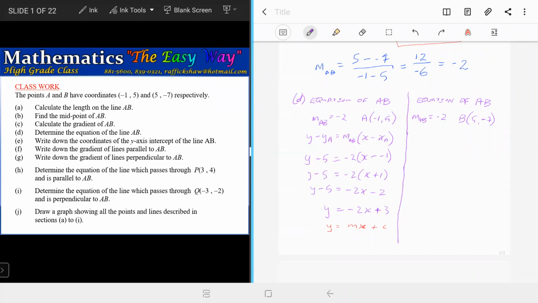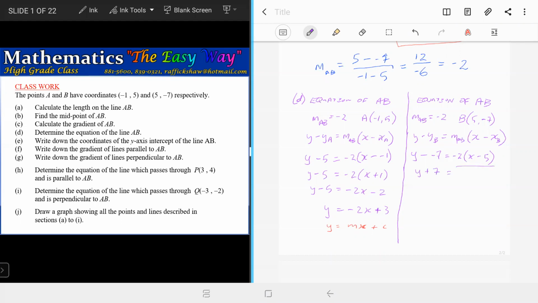I'm using the point B now. So my equation is going to become y minus yb equals the gradient of AB times x minus xb. This is just another way to write the equation of a line when you know a point and a gradient, as we explained last week. So it's going to become y minus negative 7 equals, the gradient is still negative 2, bracket x minus xb. Xb is 5. Then this minus minus is a plus, so this is y plus 7.